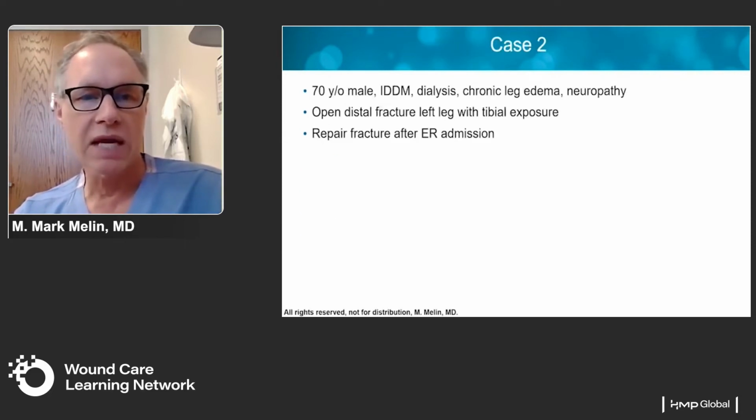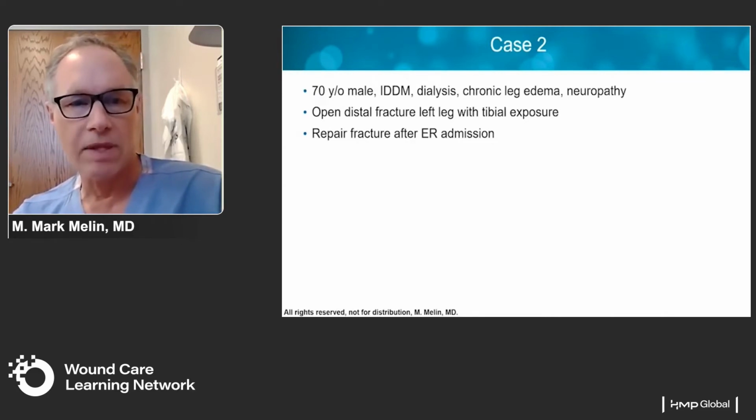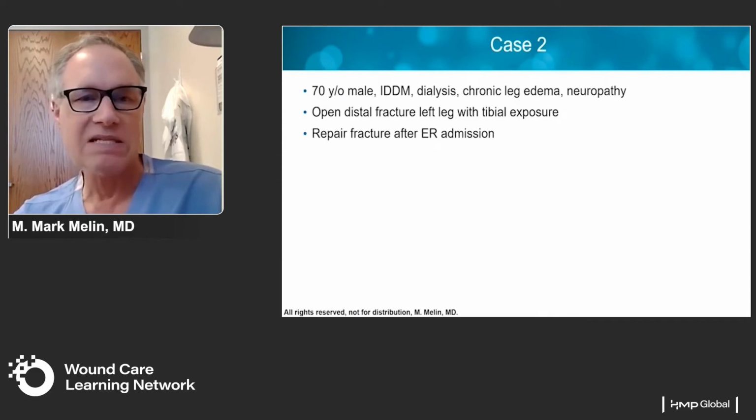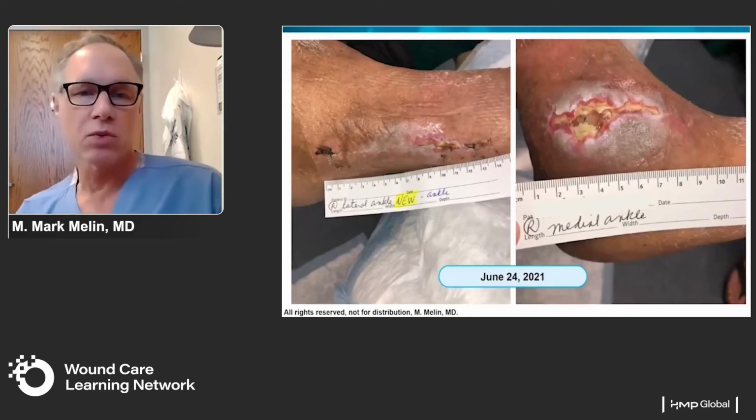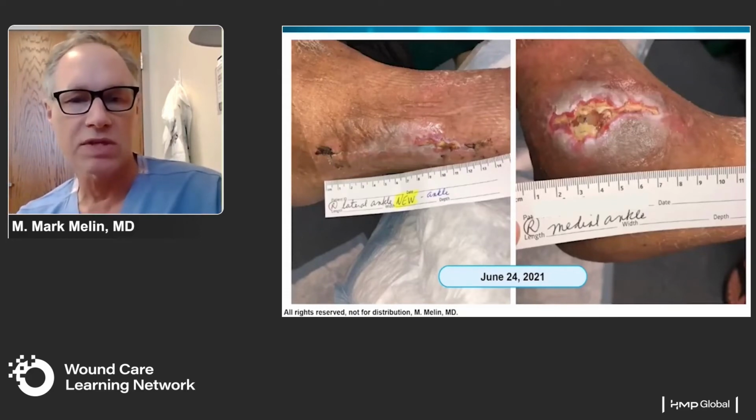Now, in case 2, an insulin-dependent diabetic on dialysis with chronic leg edema and neuropathy, a 70-year-old male, sustained an open distal fracture of the left leg with tibial exposure, which was subsequently repaired during an ER admission, and then he was sent to us because his wound started to break down. So obviously we're dealing with significant interstitial fluid shifts in a dialysis patient that's already prone to lower extremity edema. So this was at the consult.